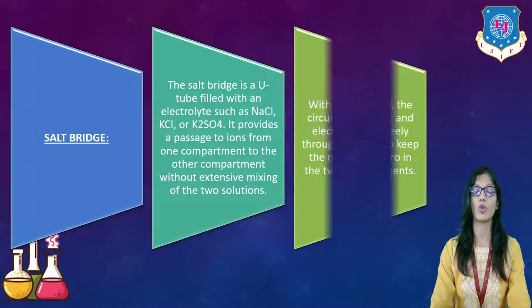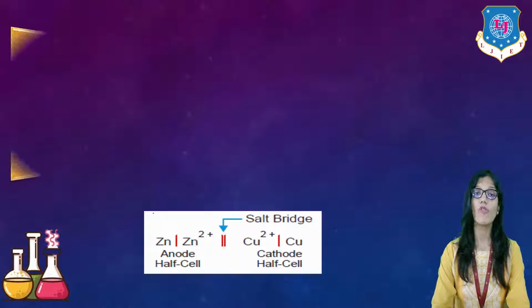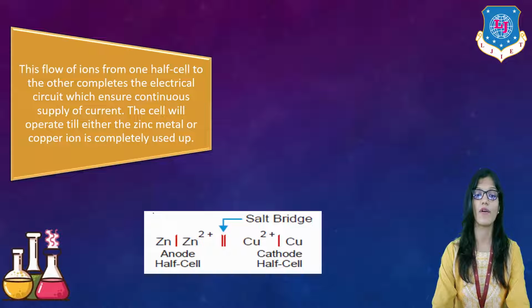With this ion flow, the circuit is complete and the electrons pass freely through the wire to keep the net charge zero in the two compartments. This flow of ions from one half cell to the other completes the electrical circuit, which ensures continuous supply of current. The cell will operate till either the zinc metal or copper ion is completely used up.